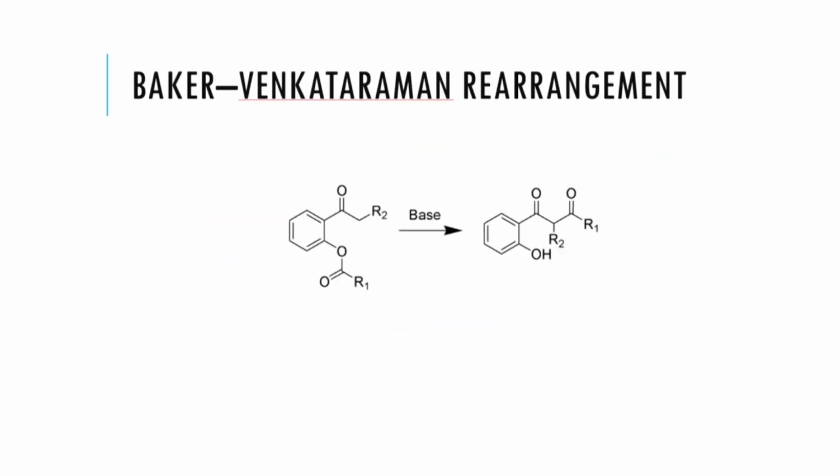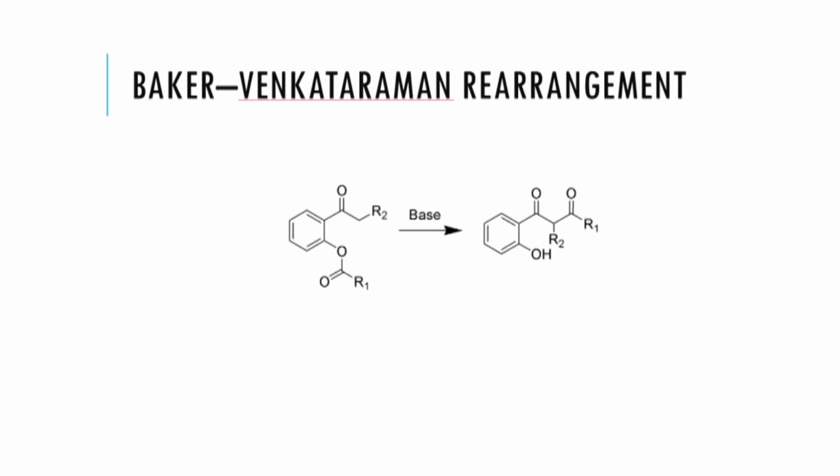Now let's move on to the next rearrangement, which is called the Baker-Venkatraman rearrangement, and this rearrangement involves a carbonyl compound and a base. So what we would expect here is that, again, this is the ketone part here and there's an ester here, and in the presence of a base, this ester bond seems to be broken and this carbonyl part of the ester is moved to this carbon next to the ketone.